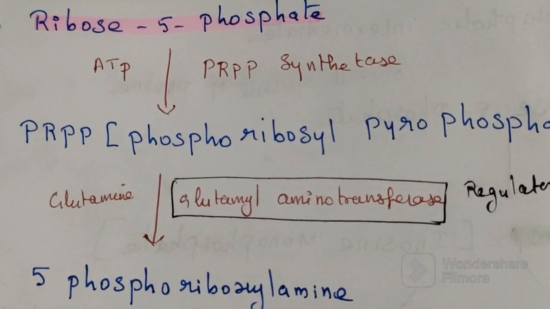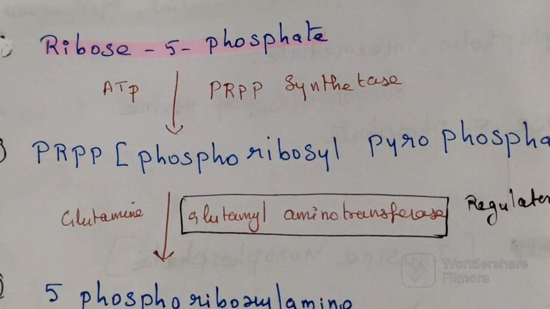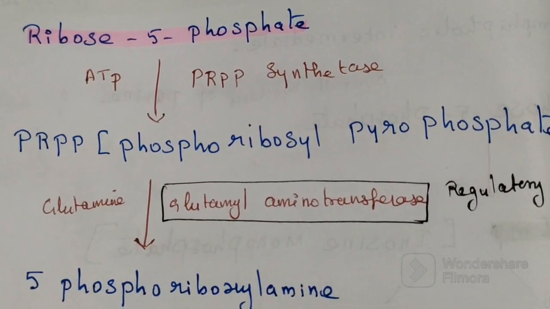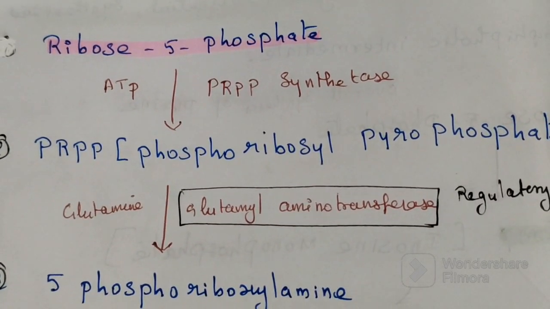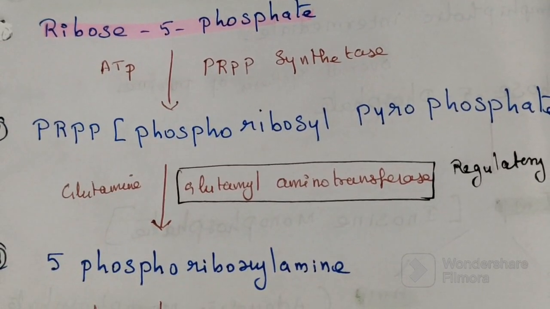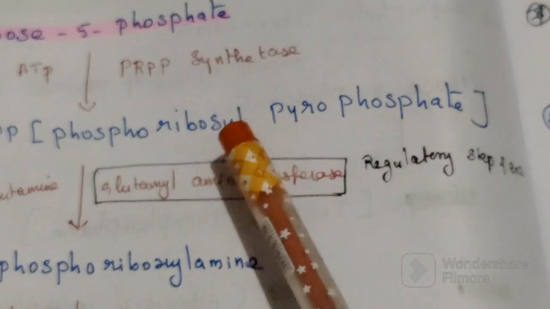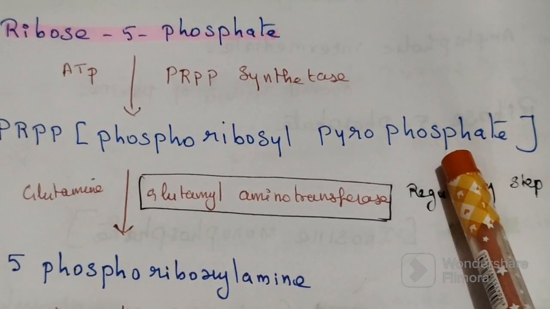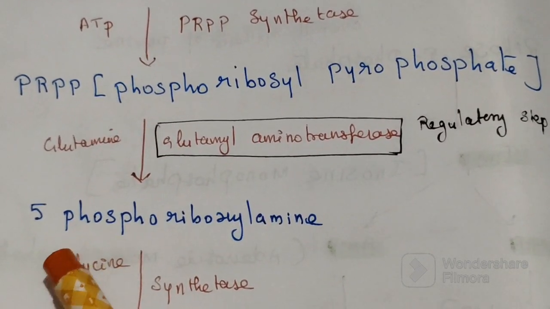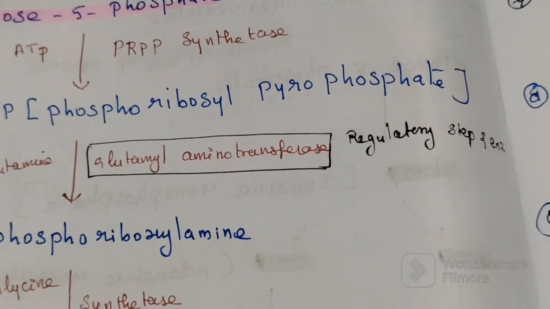Now coming to IMP synthesis. The pre-existing molecule for purine nucleotide synthesis is ribose 5-phosphate, synthesized in the HMP shunt. In the first reaction, there is utilization of ATP and ribose 5-phosphate is converted into phosphoribosyl pyrophosphate, PRPP. This is the first step. Now this PRPP requires glutamine and is converted into 5-phosphoribosylamine. It requires the enzyme glutamyl amidotransferase.